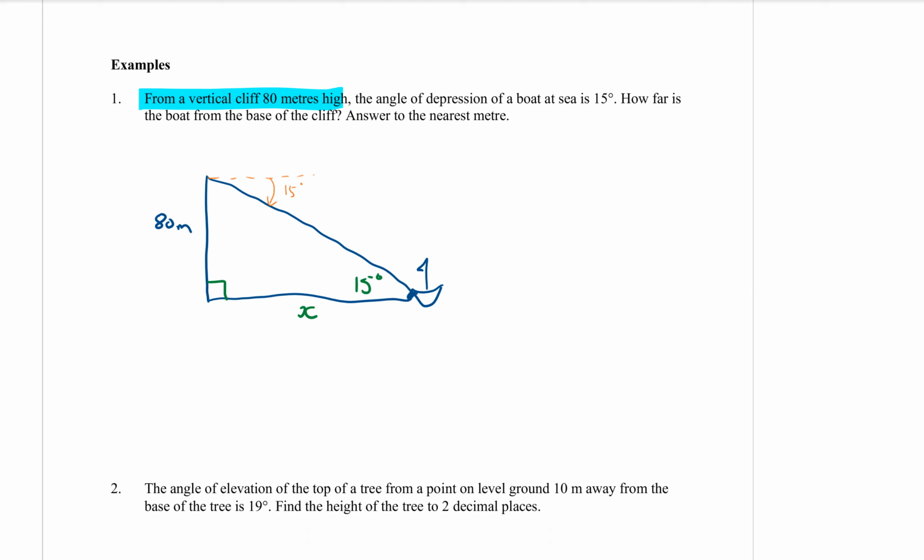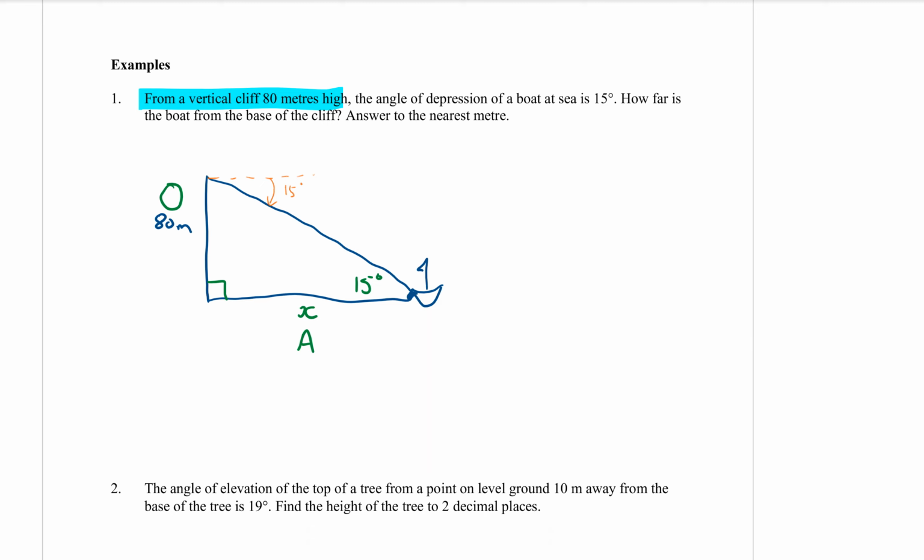So, 15 degrees. The 80 over here, what's the name of that side? Is it the opposite, the adjacent, or the hypotenuse? Opposite, correct. So let's put an O over here. That's the opposite. What's the X called? Adjacent, correct. So, which rule am I going to use? Sine, cos, or tan? Tan. Okay, remember your SOHCAHTOA. It's always good to just have it on the top of your page or somewhere where you can see it.